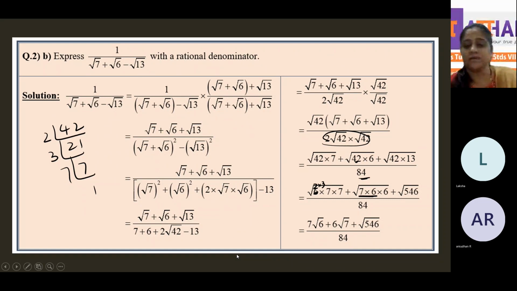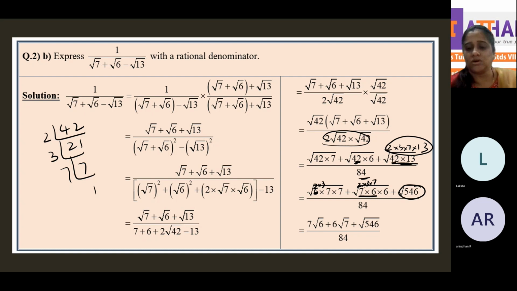Yeah, and then again, this 42, you can write it as 2 into 3 into 7. And then here, again, break down into factors. But here, you will see that there's only 1, 2, only 1, 3, only 1, 7, and 1, 13. So you have to multiply everything. So you will get 546.